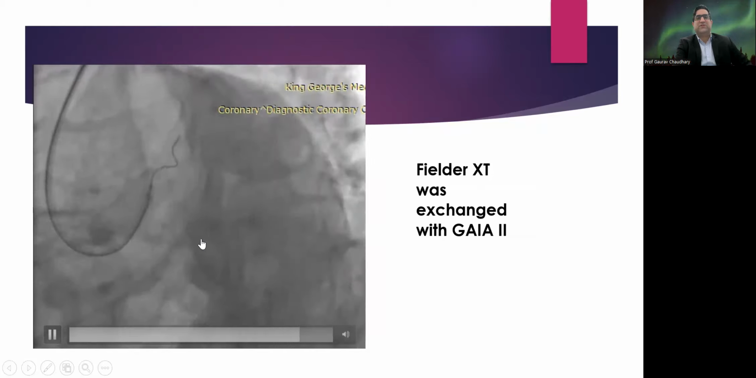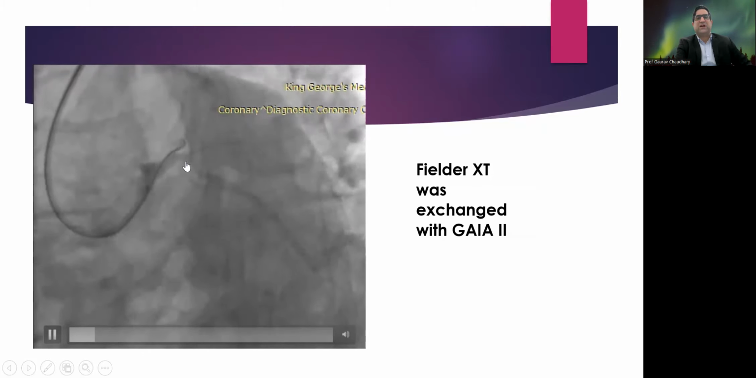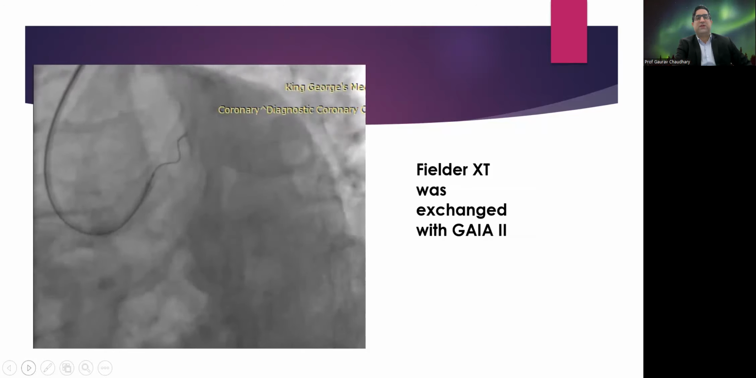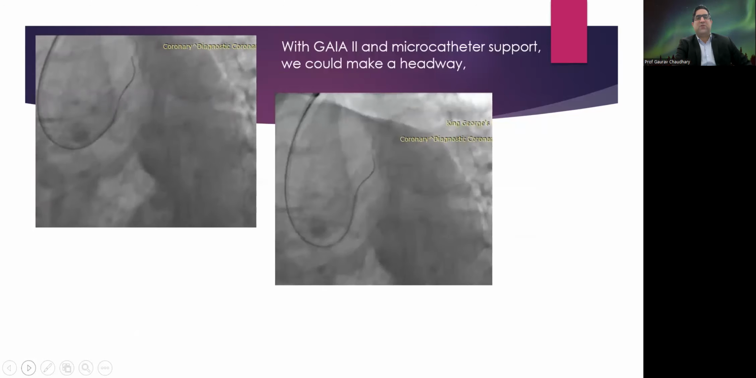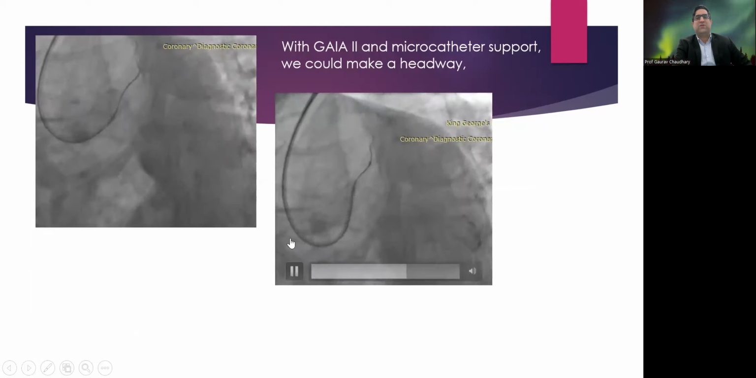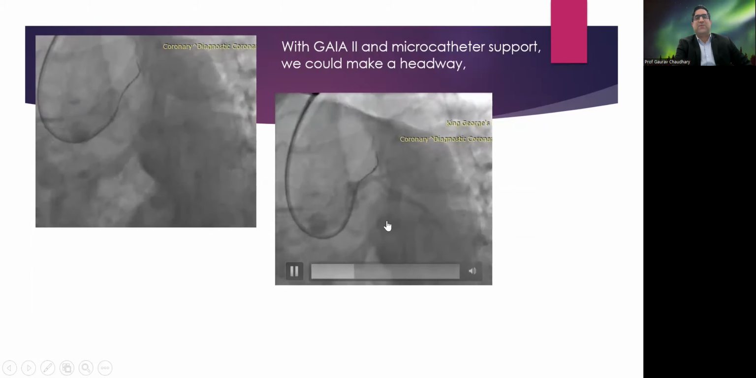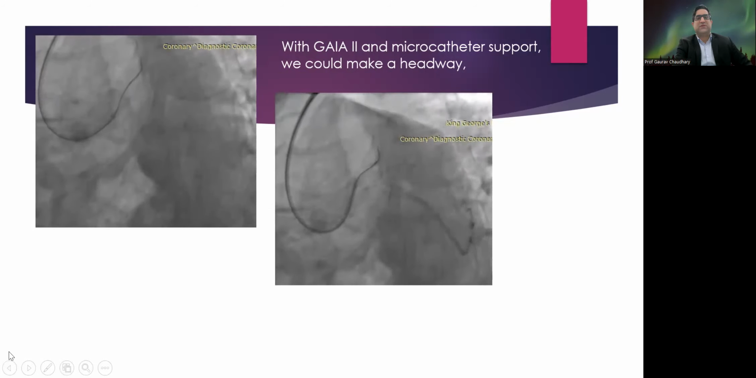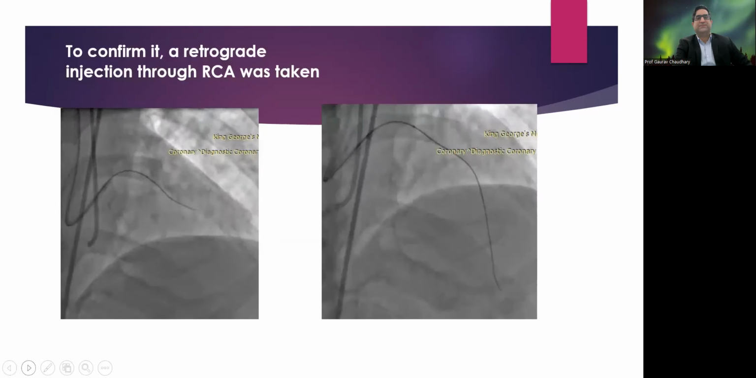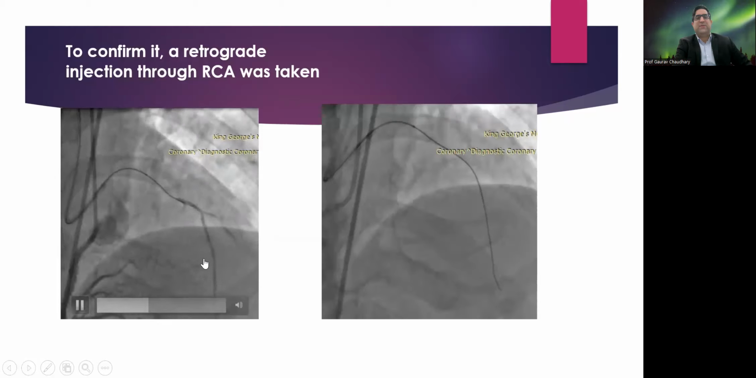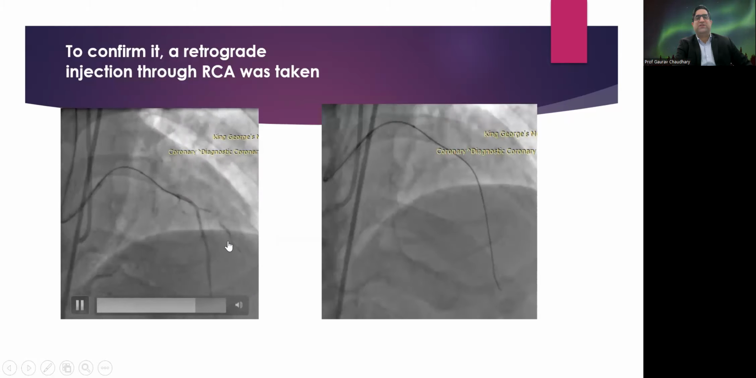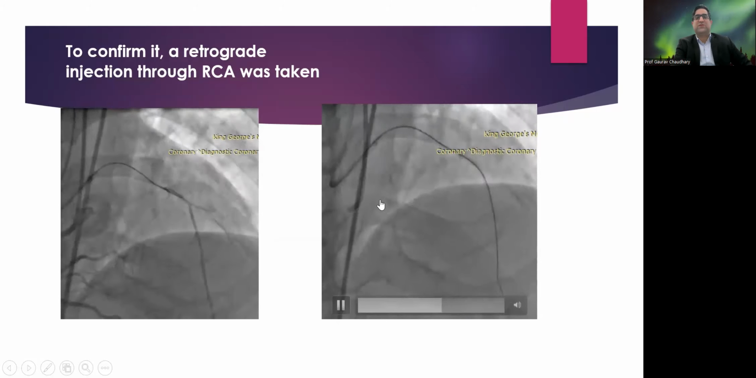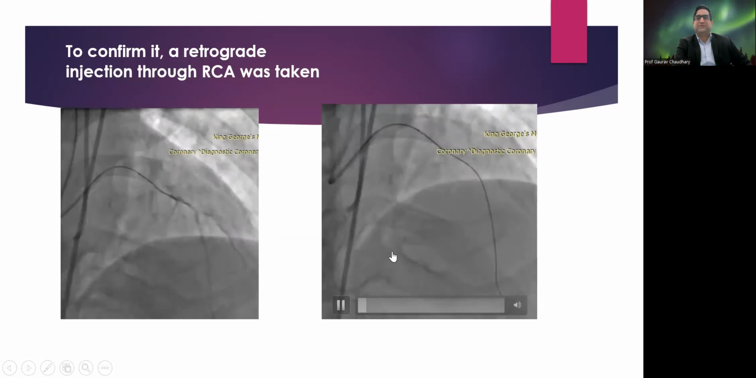Then we thought, as we can see the tip is buckling and it is not making any headway inside, that means we need to escalate the wire. And this is how we took a Gaia 1 followed by the Gaia 2. And with the help of the microcatheter support, we could see this Gaia wire is making some way ahead. With the help of retrograde injection, that should always be done, we should see the wire in various views, whether it is going into the distal true lumen or not.